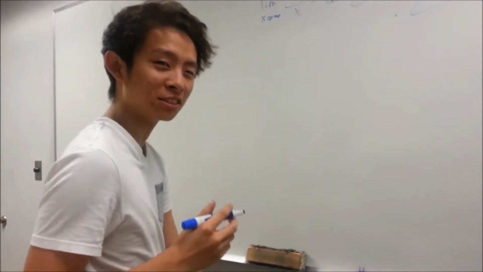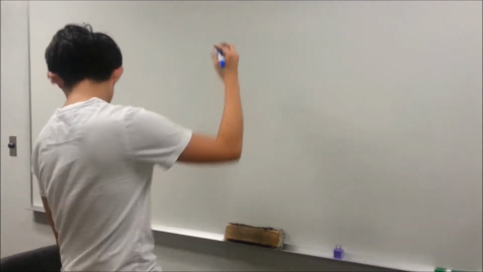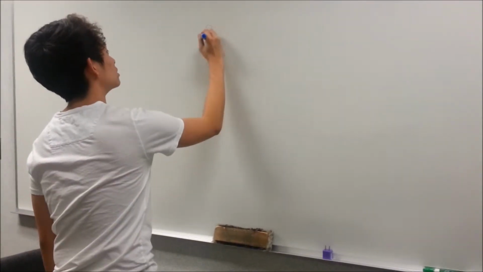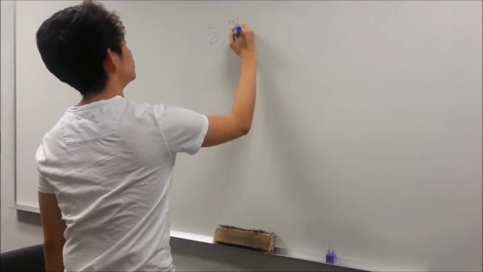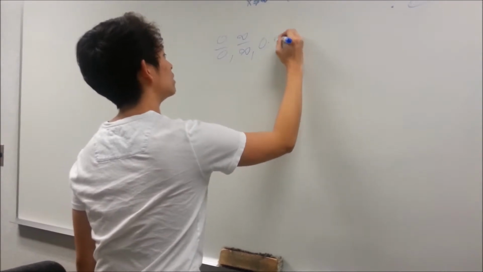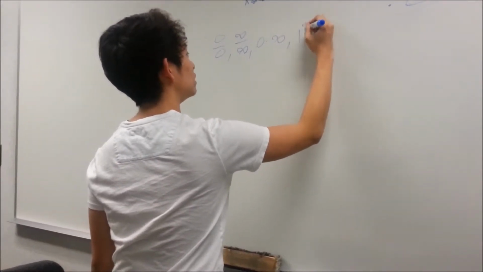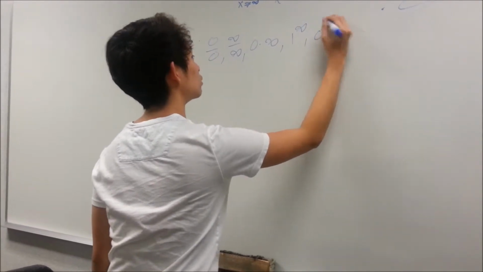Millions of calculus students in Mrs. Nitcher's class have come across these things called indeterminate forms. They are as follows: 0 over 0, infinity over infinity, 0 times infinity, 1 to the infinity power, and 0 to 0's power.